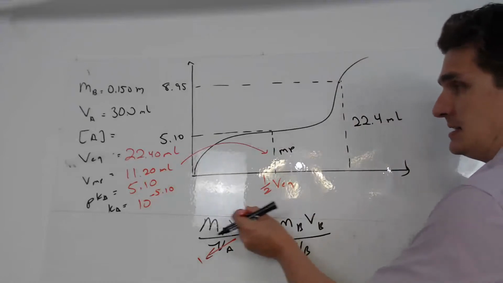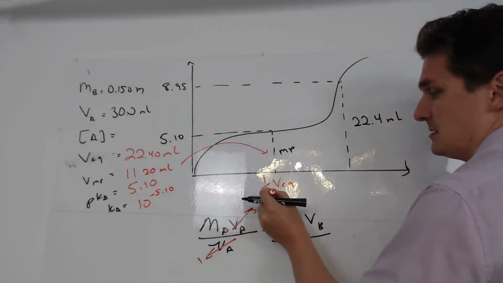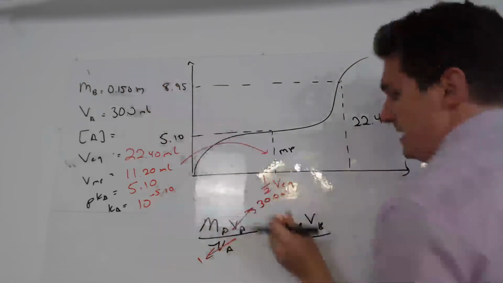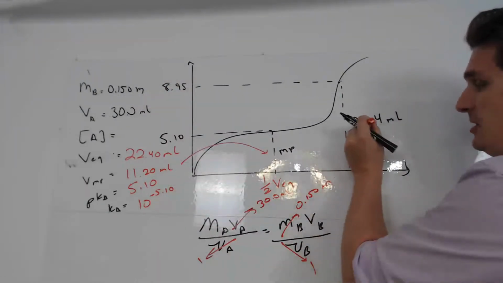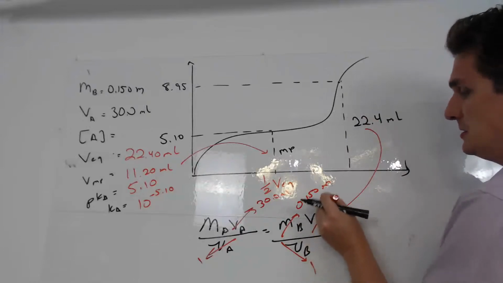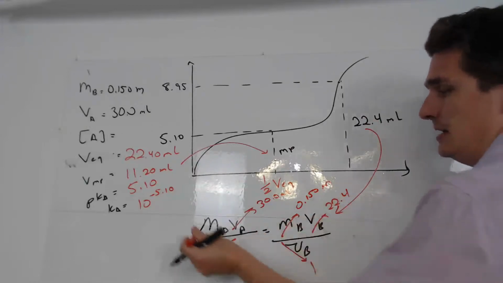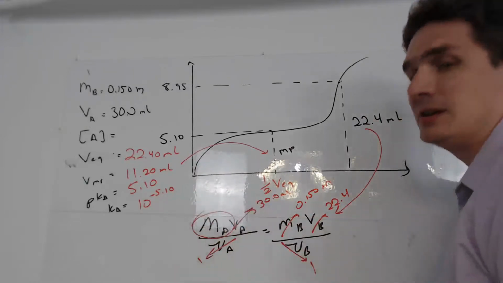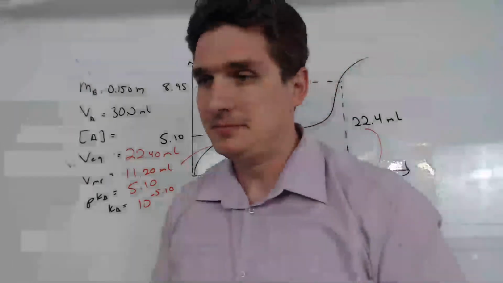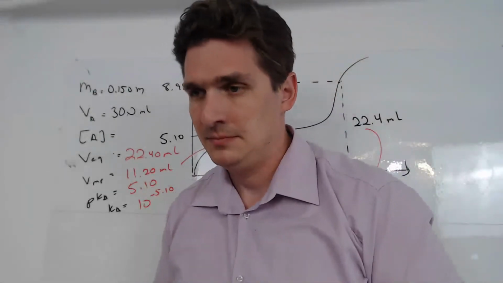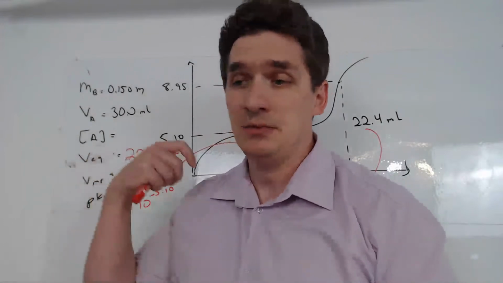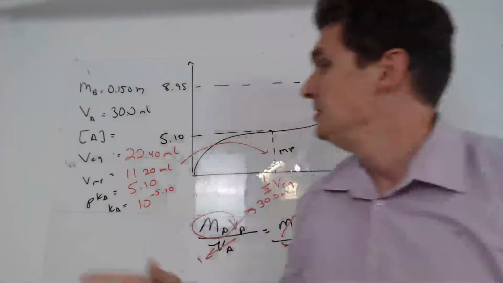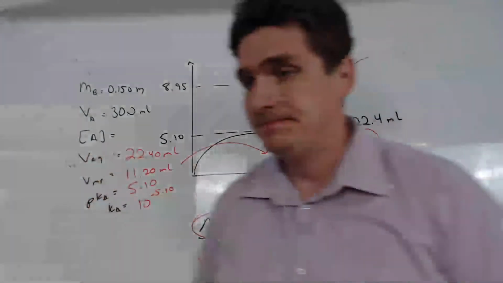The volume of the acid given to you is 30 mL. The molarity of the base given to you is 0.150 molar. The volume of the base comes from your equivalence point, so 22.4 mL. So all you've got to do now is solve for the molarity of the acid. And pretty much all the problems prior to page 21 that are these curves are solved the exact same way. You just need to know how to fill in the blanks.